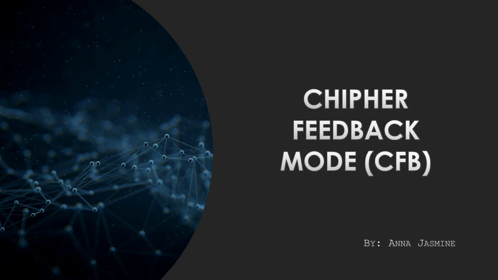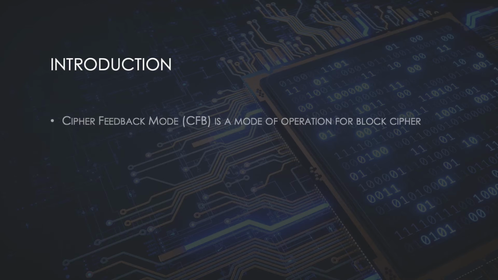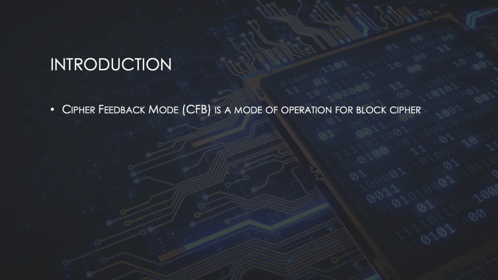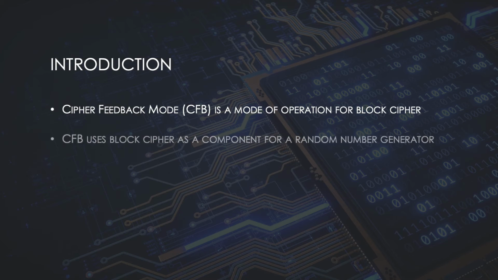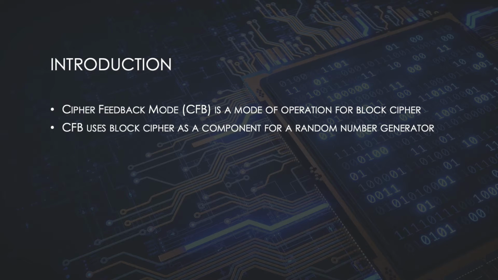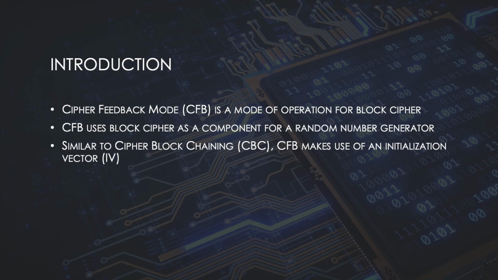In this video, I will be discussing Cipher feedback mode. Cipher feedback mode, also known as CFB, is a mode of operation for block ciphers. CFB uses a block cipher as a component for a random number generator. Similar to cipher block chaining, CFB makes use of an initialization vector, IV.